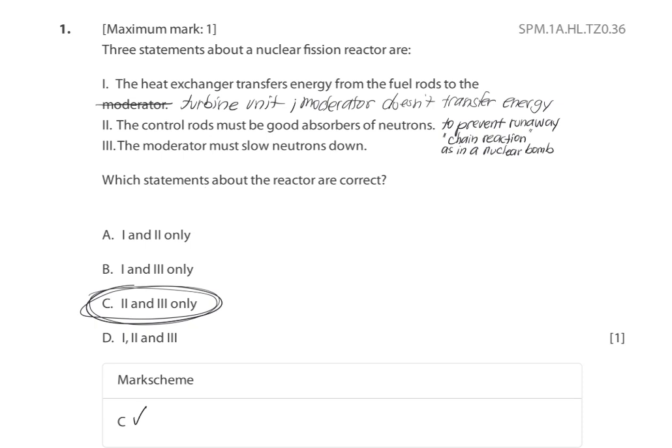But the heat exchanger does not transfer energy from fuel rods to the moderator. Rather, it transfers it from the fuel rods to the turbine unit that's going to turn it into electricity. The moderator's job is to slow the neutrons down. So we have 2, control rods are good absorbers of neutrons, and 3, the moderator slows neutrons down. Those are the correct statements, choice C.